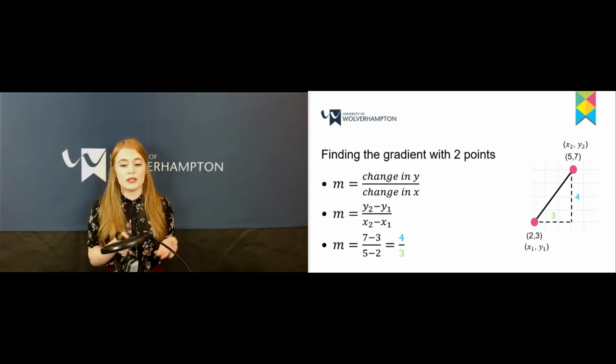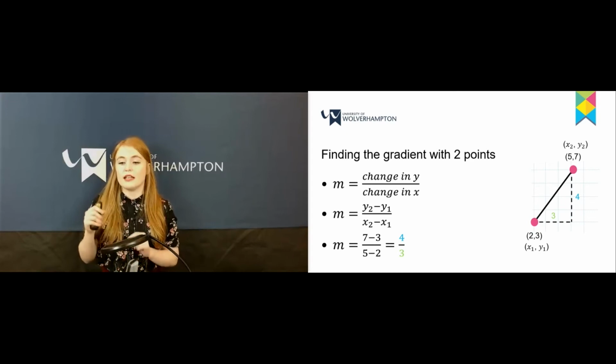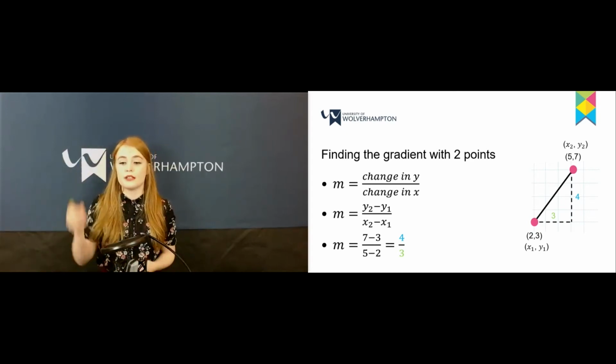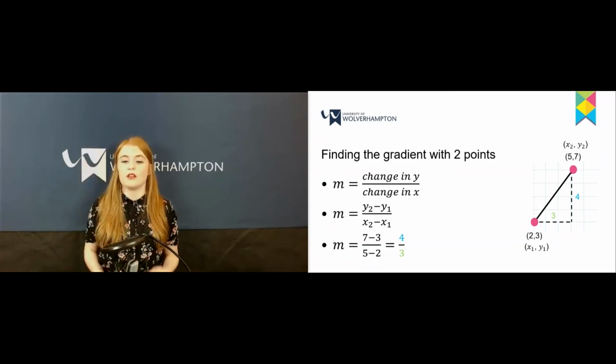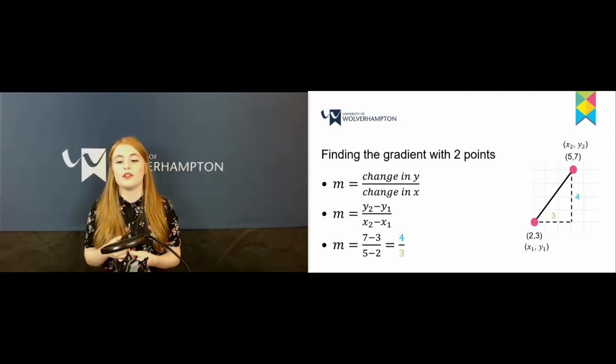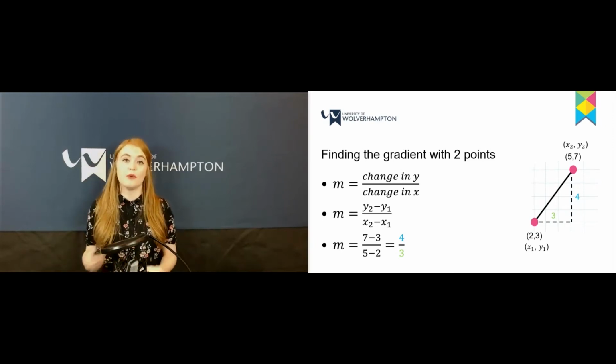If you didn't want to do it this way and you wanted to do it for a graph, you could just look at the points. So if you see the change in x, we can see it goes across 3. And we can see that the change in y goes up 4. So the difference is 4 and 3. So 4/3. But you do need to be careful when doing this way that you're making sure that it's positive or negative depending on whether the graph is positive or negative.